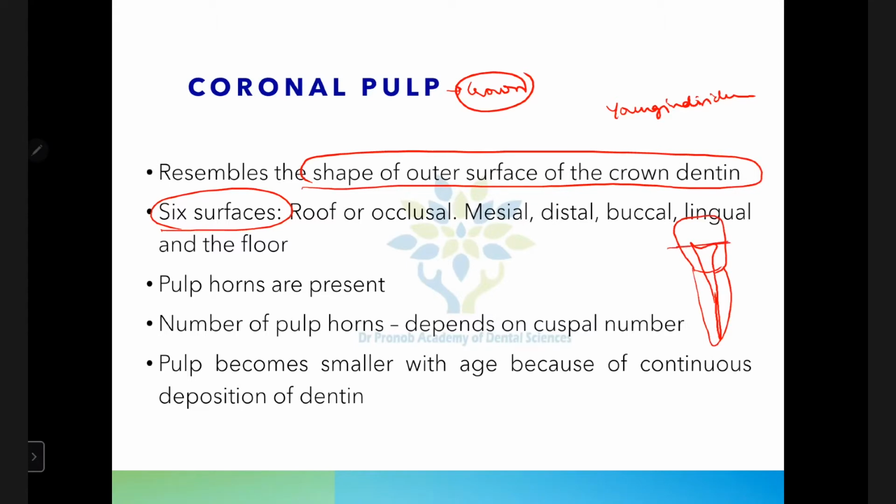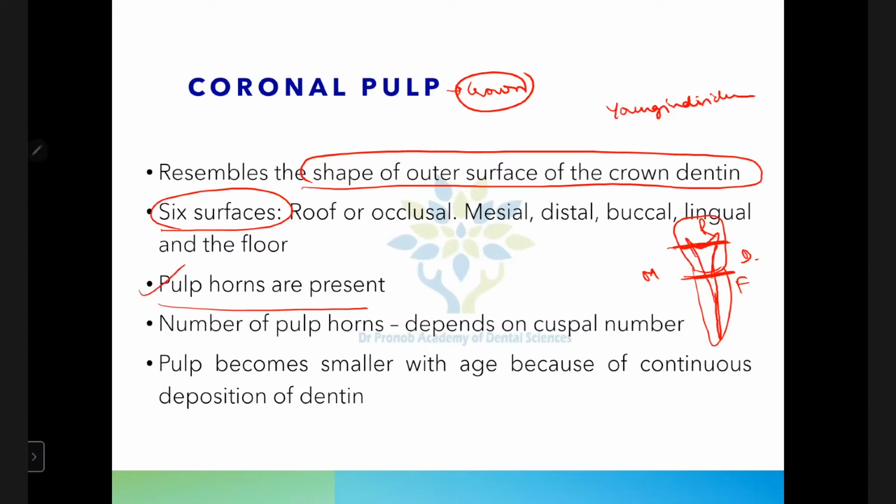Roof or the occlusal portion. We have the floor, mesial portion, distal portion, and again buccal portion and lingual portion. So roof, floor, mesial, distal, buccal and lingual surfaces. So this coronal pulp is having 6 surfaces. Clear? Next, the pulp horns are present. These extensions of the pulp are called pulp horns.